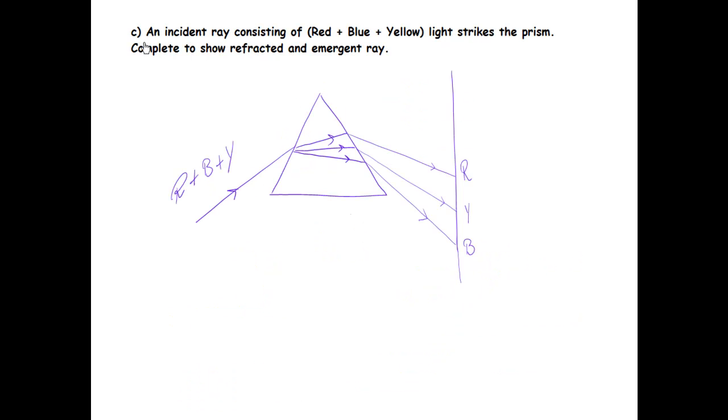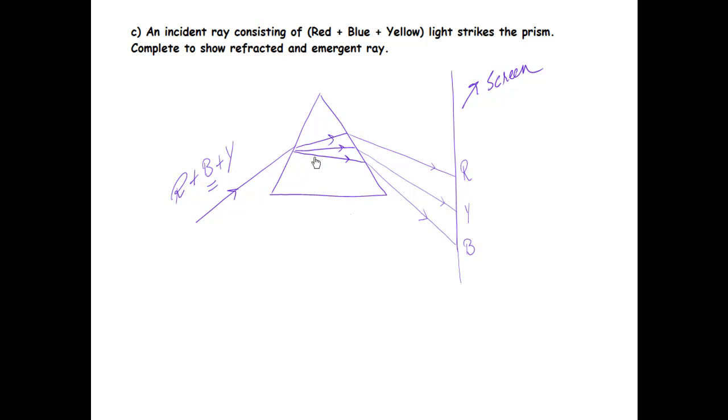In part C of question number 4, a prism is given, a screen is drawn, and the only ray which was drawn in the question is this particular one, which is labeled as R plus B plus Y, that is red plus blue plus yellow. Now as we know very well that amongst all the colors, the blue, which is the smaller wavelength amongst these three, will bend the most, whereas red, which is the longest wavelength, will bend the least. So blue will bend the most, red will bend the least, and yellow will be in between.